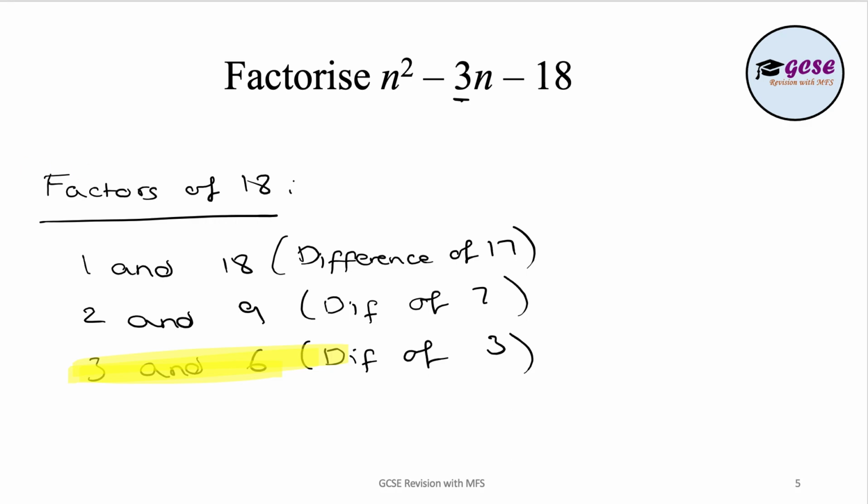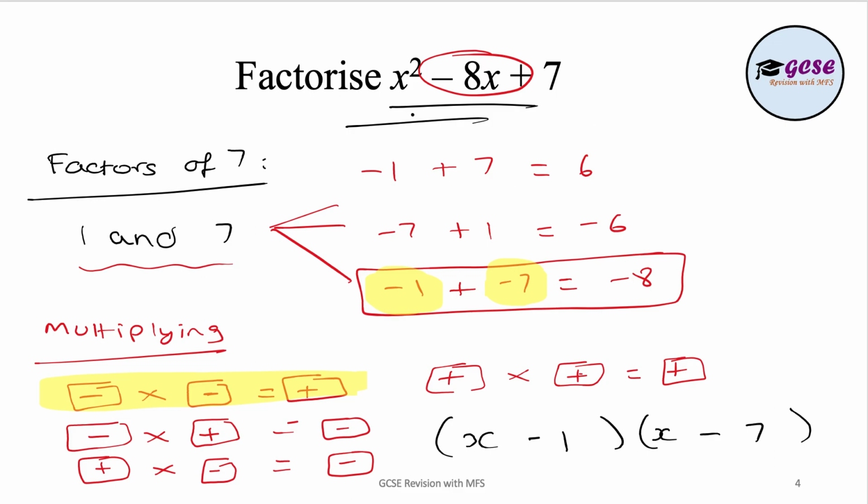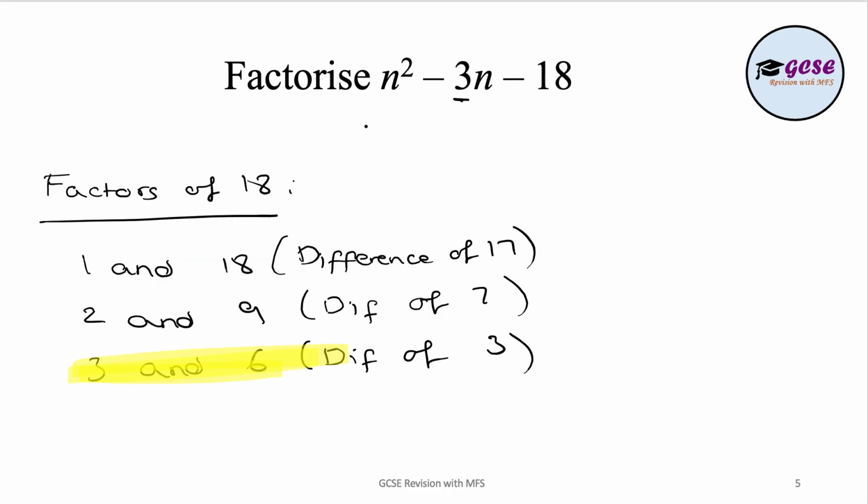Now we need to decide which numbers are going to be negative and which numbers are going to be positive. Now, just a thing that I want to bring up now, whenever the last number is positive and the middle number is negative, both your numbers in your brackets will be negative. However, in this case, the middle number is positive, so that means both our numbers in our brackets are not going to be negative. Okay, so now we've done the hard part.